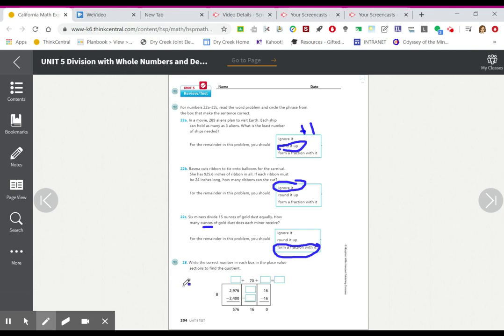All right, number 23. Write the correct number in each box and the place value sections to find the quotient. So this is 2,976 divided by 8. So 8 times what is going to give me 2,400? So 8 times 300. So I place 300 in the first box. Plus 70. So then I take my answer, which was 576. I write the 576 that I got there, and then I'm going to subtract the 7 times 8, which is 56. So it'd be 560. So the 560 goes there.